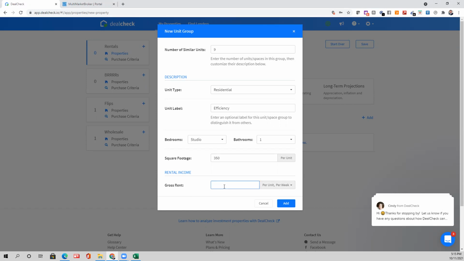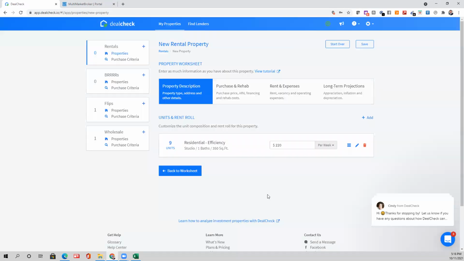Okay, for 9 of them, and you can do individual. There might be different efficiency units, right? You might have 6 that are by ocean side, and then 3 that are in the back of the building getting less, right? But in this case, they were all $220 per week. We're going to add that, right?